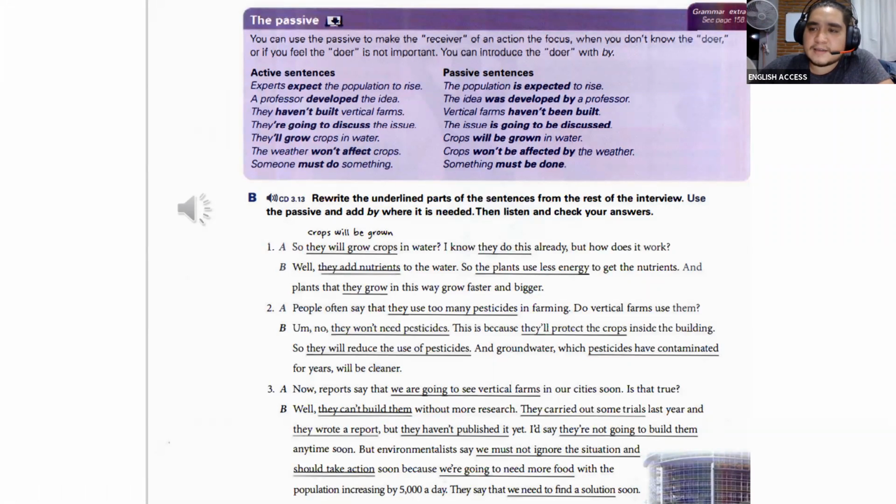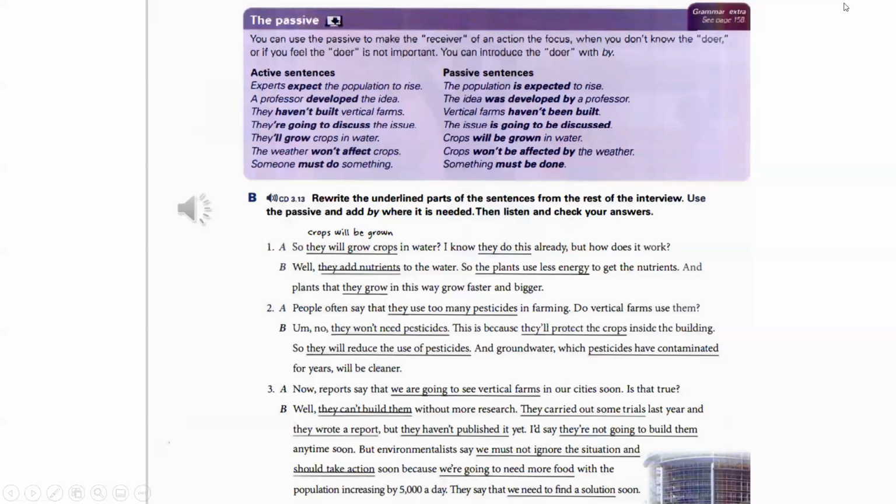Ms. Maddie, can you read the second example, active and passive? A professor developed the idea. The idea was developed by a professor. Thank you. Gina, number 3, please. They haven't built vertical farms. Vertical farms haven't been built. Good, thank you. Lizzie, please.